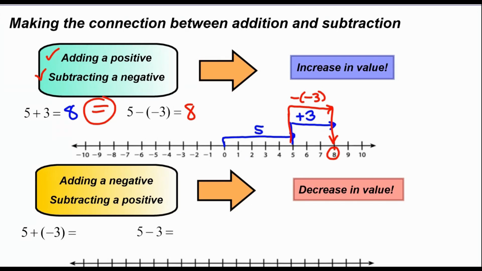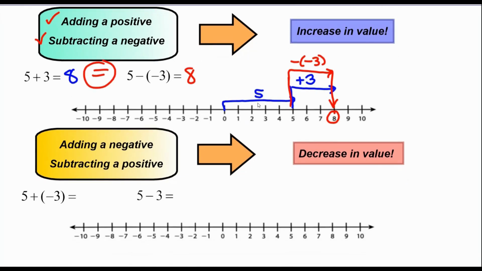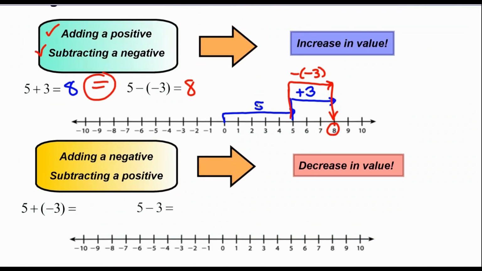You end up with 8 both times. And now, likewise, how do I decrease the value of something? Well, I can add a negative to it. So again, if I go to my car and I want to decrease the value of it, which I probably wouldn't want to do, I could add something negative to it. I could take a sledgehammer to it and add some dents to it. That would be adding negative things to it. That would decrease the value.